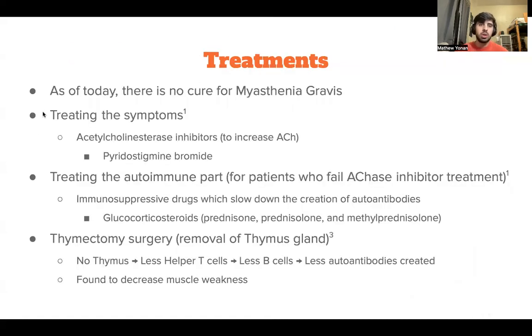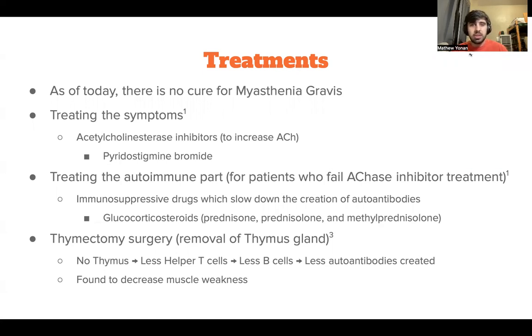All right. As for treatments for myasthenia gravis, as of today, there is no cure, but there is ongoing research, especially here at MSU, in the neurology department, with Dr. Sachdev, I believe.